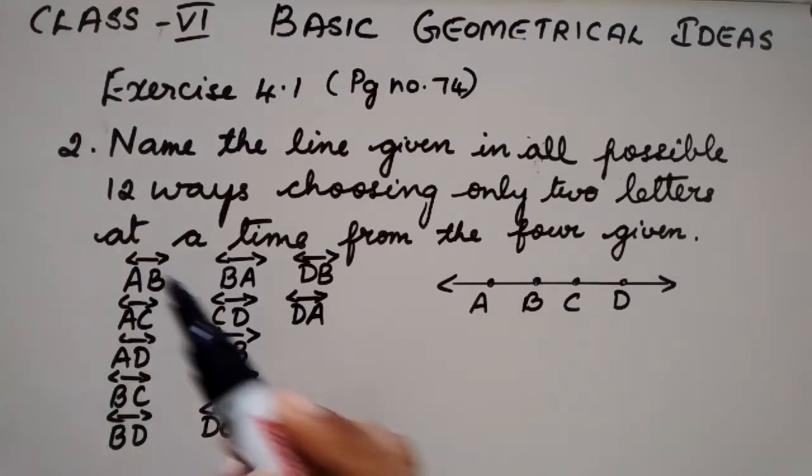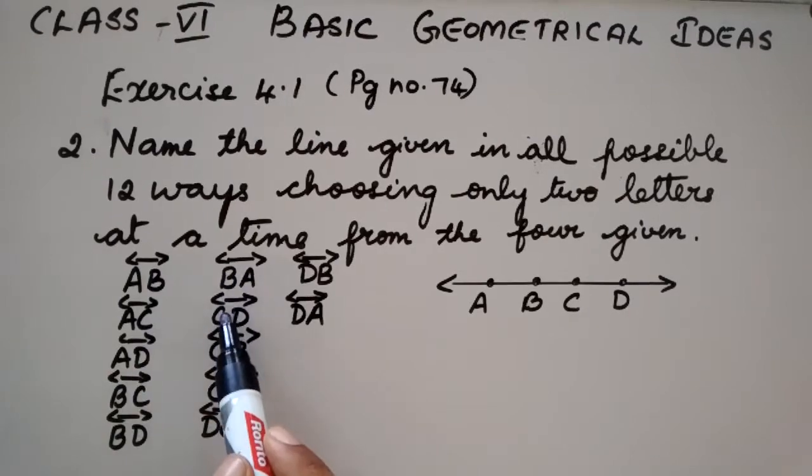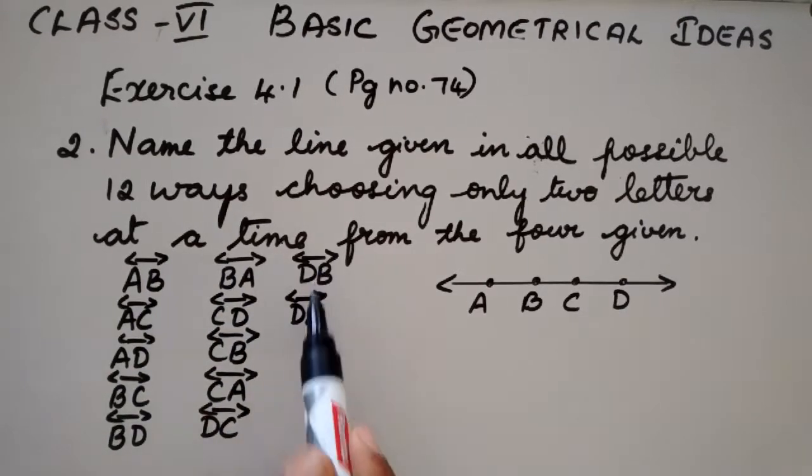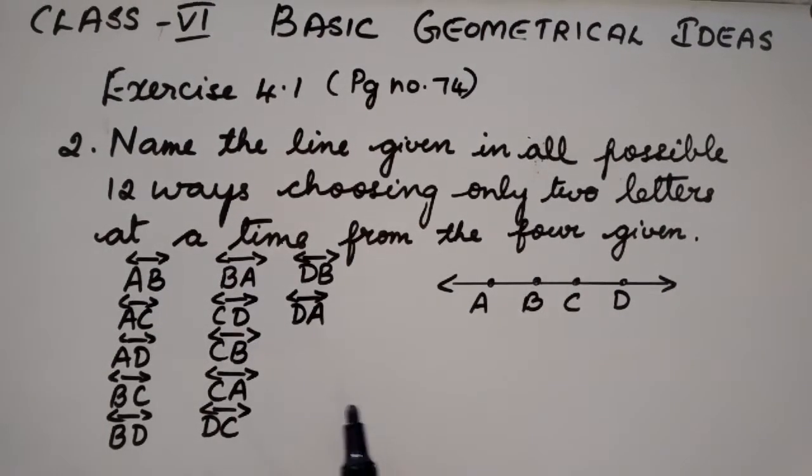So how many ways we finish? 1, 2, 3, 4, 5, 6, 7, 8, 9, 10, 11, 12. So we are done with 12 possible ways of naming the lines with only 2 points.